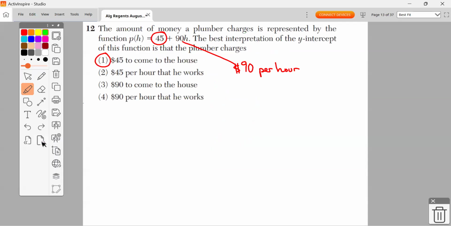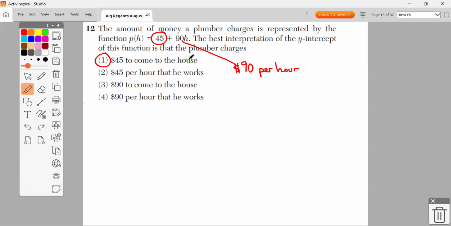In question number 12, the amount of money a plumber charges is represented by the function P of H, so plumber in terms of hours, equals 45 plus 90H. What is the best interpretation of the y-intercept? The y-intercept is that plain number. It's your constant. The best interpretation of the y-intercept of this function is the 45. All right, it's $45. It's $90 per hour. All right, that's what that 90H is.